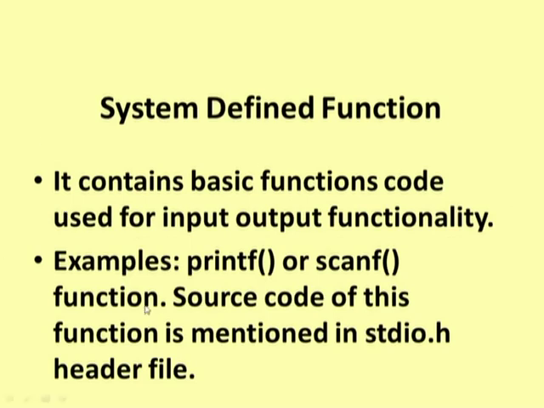Here, this is the example of stdio: the printf and scanf functions are available with stdio.h. It contains the basic function code used for input output. In stdio, IO stands for input and output, and std stands for standard, means standard input output functionality is available with the stdio.h header file, and we can use that functionality. So the source code for the printf and scanf routines is available with the header file. So are you clear with the system defined function? Okay, we will discuss the next slide.